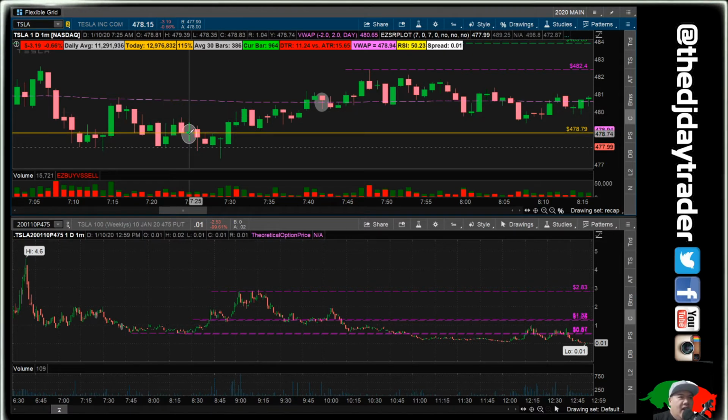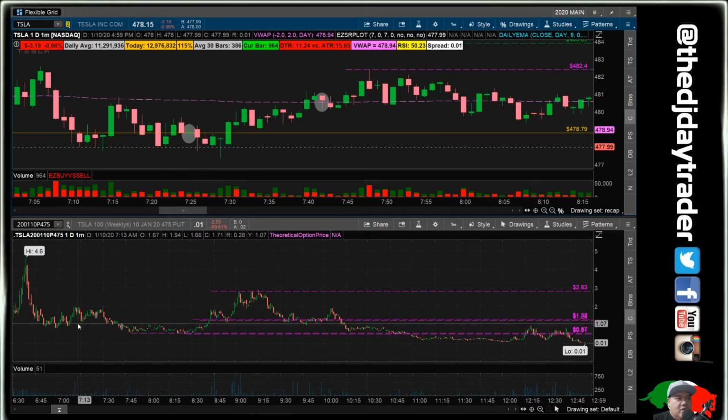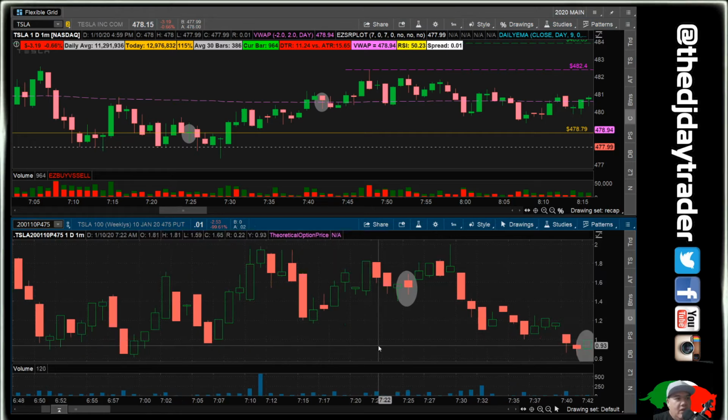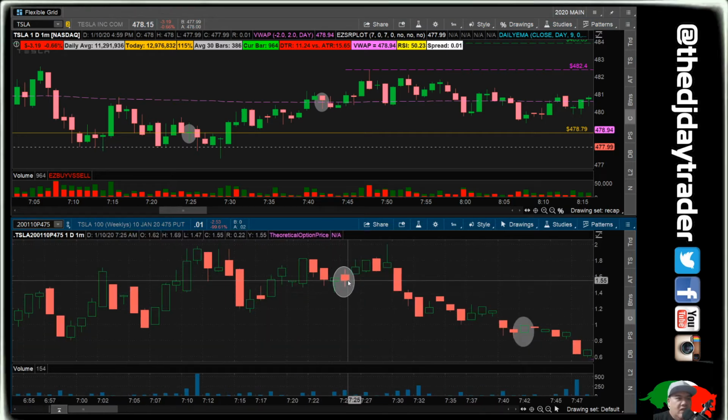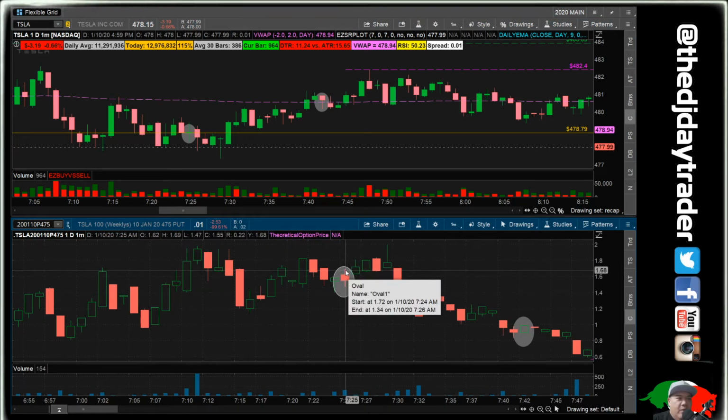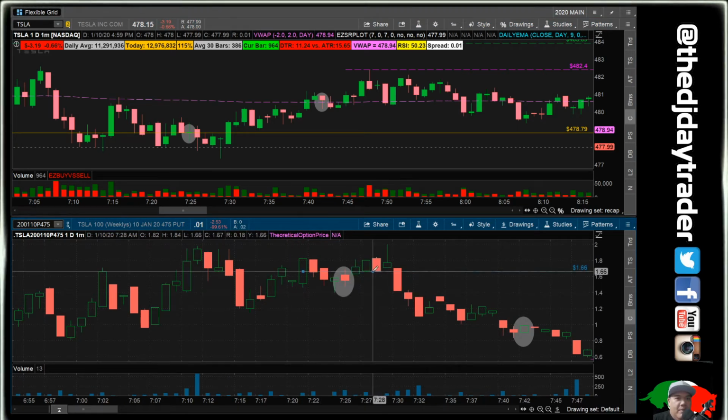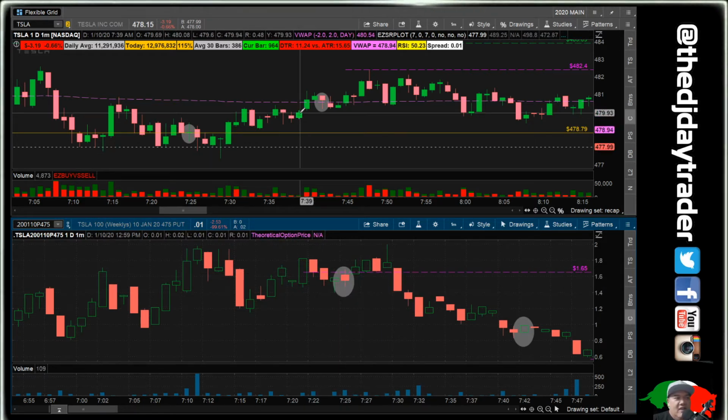So at right here, 7:25. So let's look at the chart here on Tesla for Friday. 7:25 would be right here. I circled the entry, 7:25. You can see I entered, and the price was right here, about 1.65. If you look to the right side, you can see on the chart 1.65. So this is where I entered. This candle right here, $1.65.